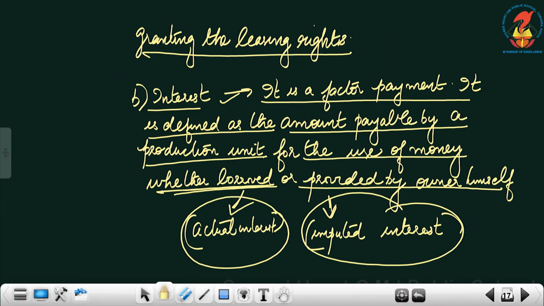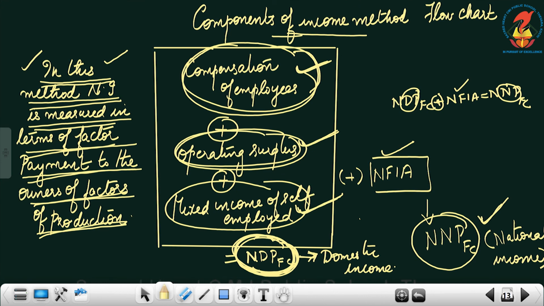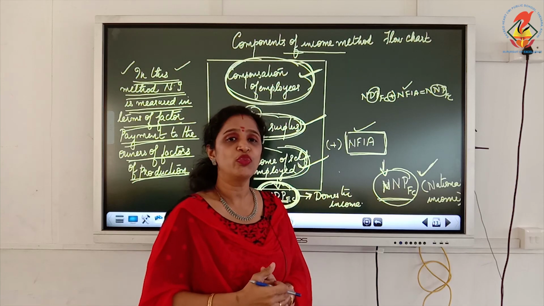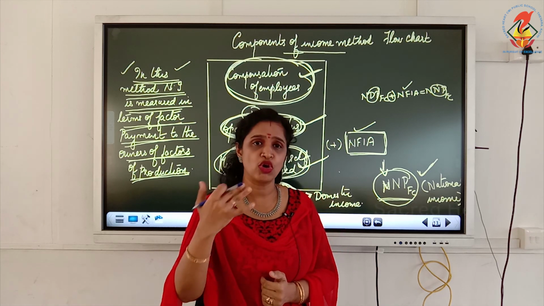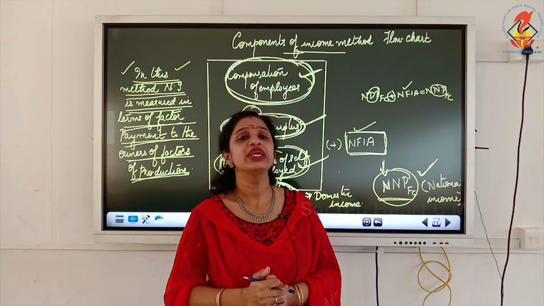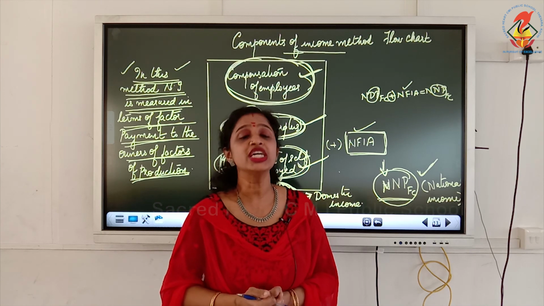So we will move on to the flow chart once again. The income method, compensation of employees plus operating surplus plus mixed income of self-employed will give you NDP at factor cost. Adding NFIA to NDP at factor cost will give you NNP at factor cost or national income. This is how we calculate national income through income method. Now there are precautions for calculating the national income through income method that we will be discussing when we are doing the numericals.